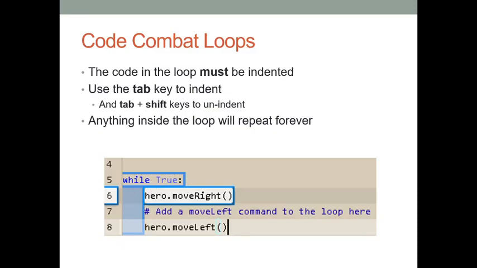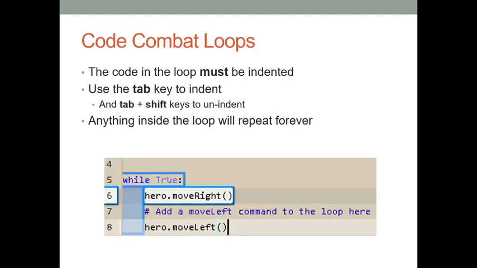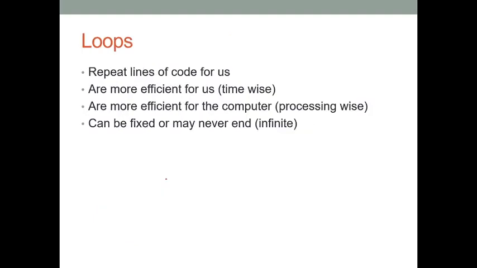So that's loops. Why do we use them? It repeats lines of code for us. So if you wanted your character to go back and forth 50 times, why move right, move left 50 times when you could just say while true, and then it'll just keep doing it for you? So that means it's more efficient for us time-wise, and it's more efficient for the computer processing-wise because it's less lines of code, and it can be infinite, or you can make it do a set amount of times. Now, if I remember right, Code Combat only lets you use infinite loops.